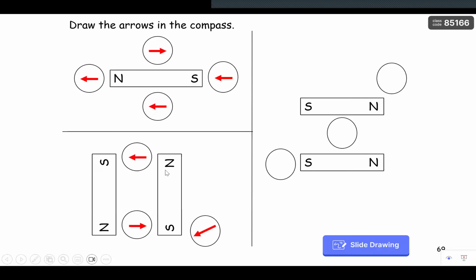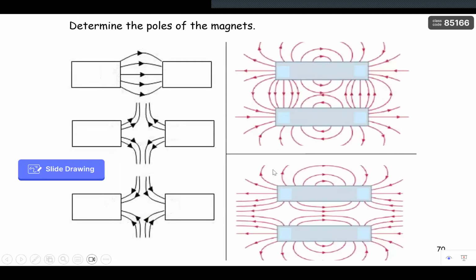Okay, next one, you should be able to see north pole to south pole, north pole to south pole, and then it will always be towards the south. The same for this, away from north pole towards the south pole. Okay, next, look at these diagrams and the magnetic field lines around them, and determine the poles of the magnet. Okay, I'm going to go through now.